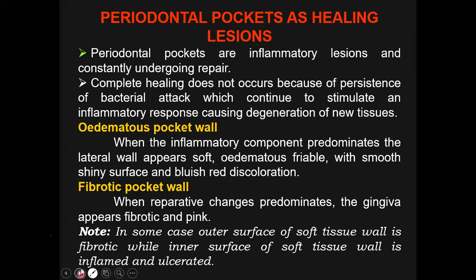When the inflammatory component predominates, the lateral wall appears soft, edematous, friable, with smooth, shiny surface and bluish-red discoloration, which is the edematous pocket wall. When reparative changes predominate, the gingiva appears fibrotic and pink. In some cases, the outer surface of the soft tissue wall is fibrotic, while the inner surface of the soft tissue wall is inflamed and ulcerated.